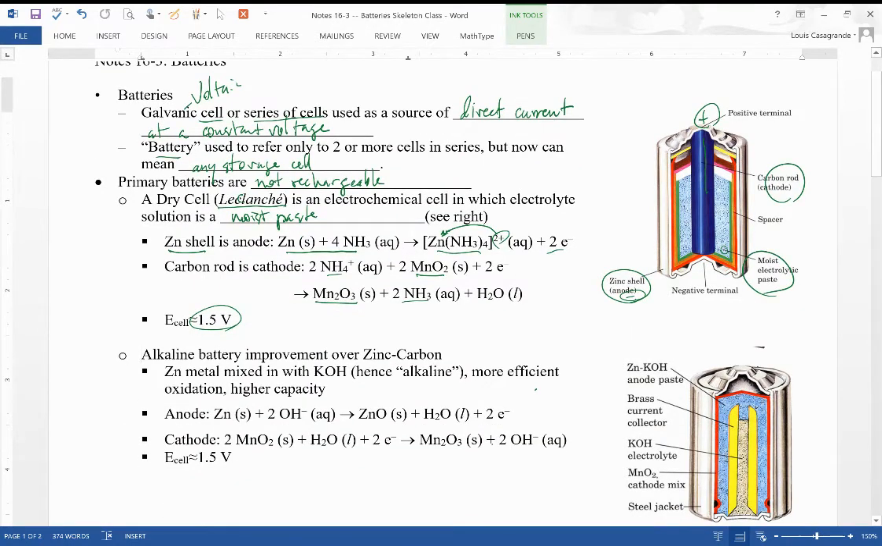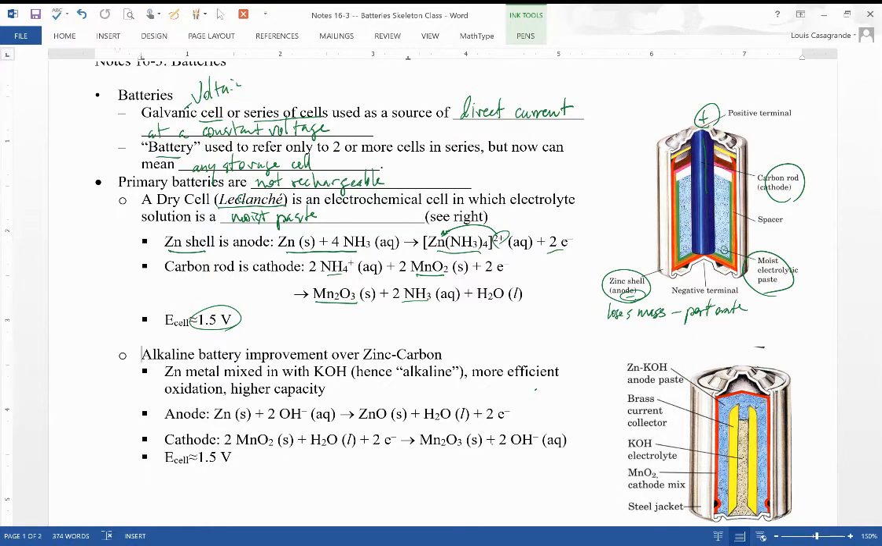There was a problem with this. The main problem with this is that the zinc shell oxidizes, so it loses mass. Remember, the anode is losing mass. And so what can happen is, as it loses mass, it can perforate. And as it perforates, then it would start to leak.